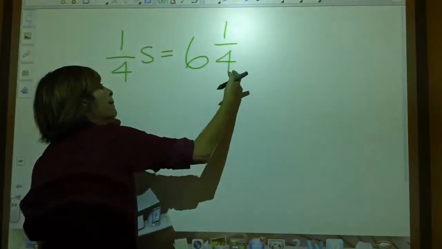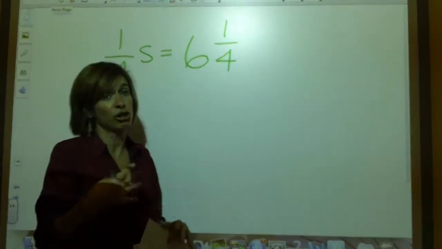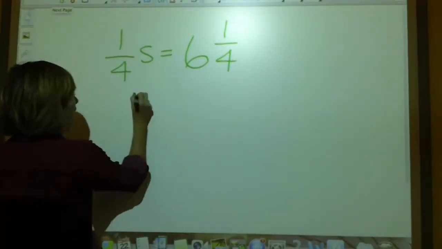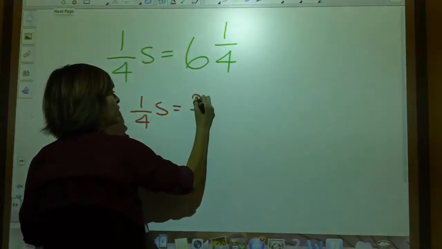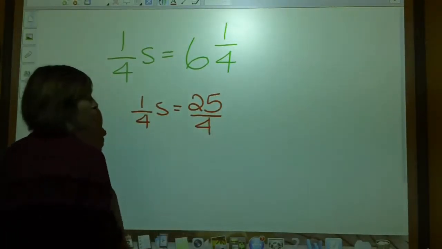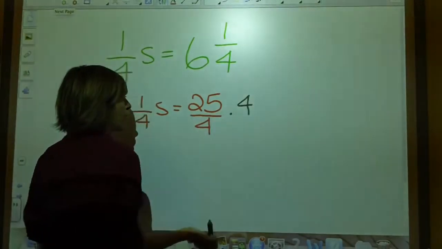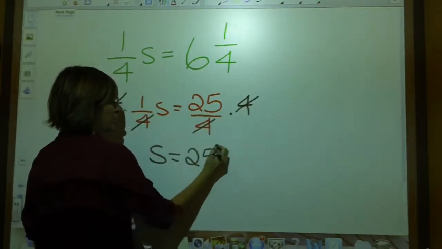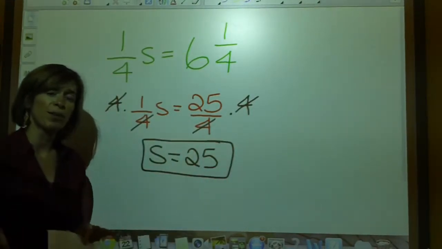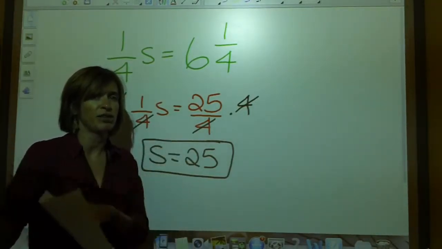I made it a little bit harder because I gave you a mixed number. You can't multiply by the reciprocal if it's a mixed number. You actually have to turn it into an improper fraction. So we've got 1/4 s equals 4 times 6 is 24 plus 1, so 25 over 4. We're going to multiply both sides by the reciprocal. The reciprocal of 1/4 is 4. Okay? Simplify, then multiply. So my answer is 25. Again, multiplying both sides by the reciprocal is just a little bit easier than dividing by a fraction and then having to go through the process of keep, change, and flip.